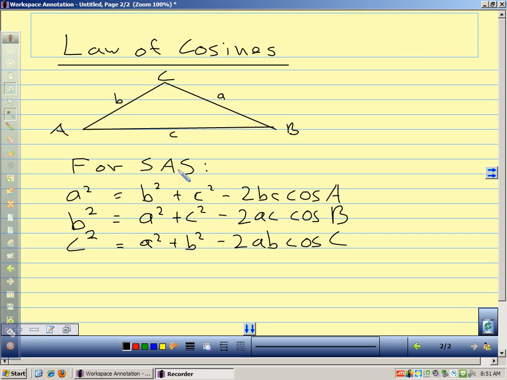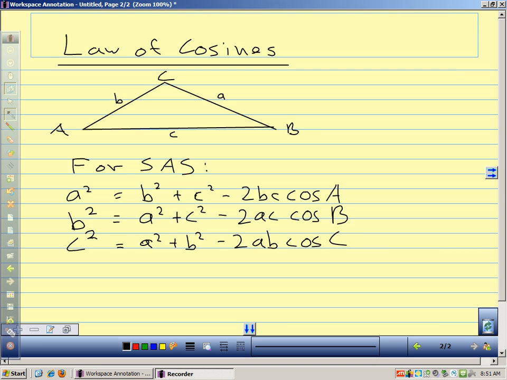So if we have side angle side, we can use the law of cosines in one of these three forms to find the missing side. And then once you find the missing side, you can use the law of sines to find the other two parts. It's a lot easier to use the law of sines than the law of cosines because this involves a little more calculation. And we'll do an example in just a little bit.